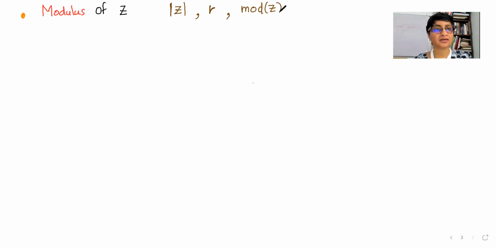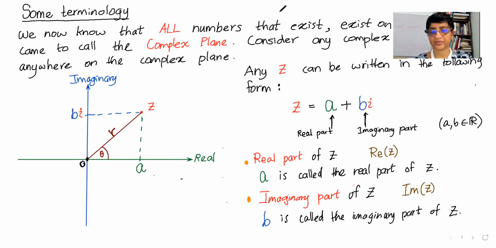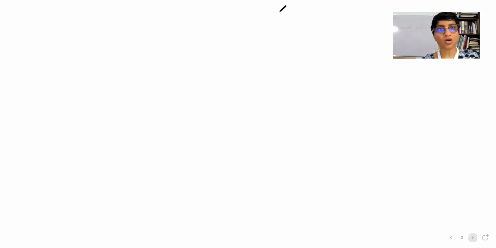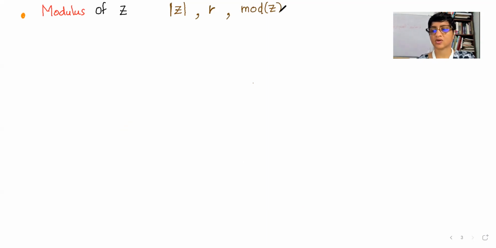And what is it? Let me go back to this just to see how I wrote this. Oh, I have skipped this page. It's fine. Okay, then right under that, mod. I will use that last symbol. Modulus of Z is, sorry, wait.